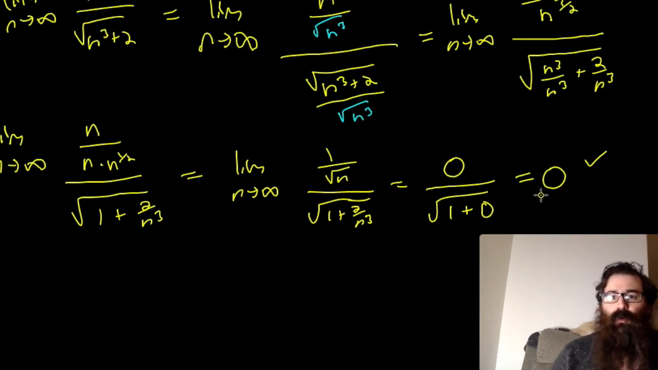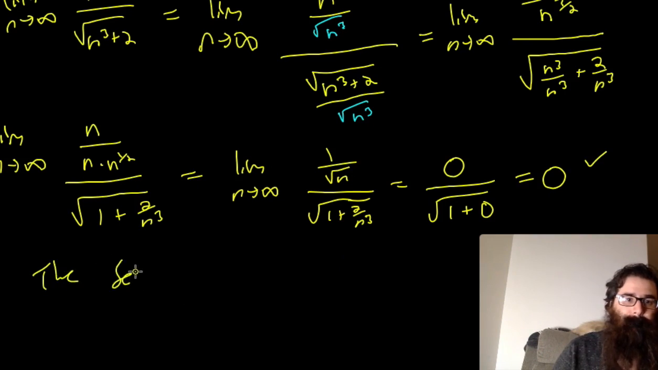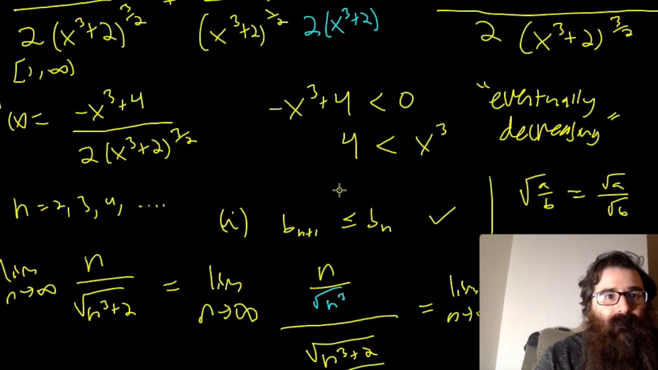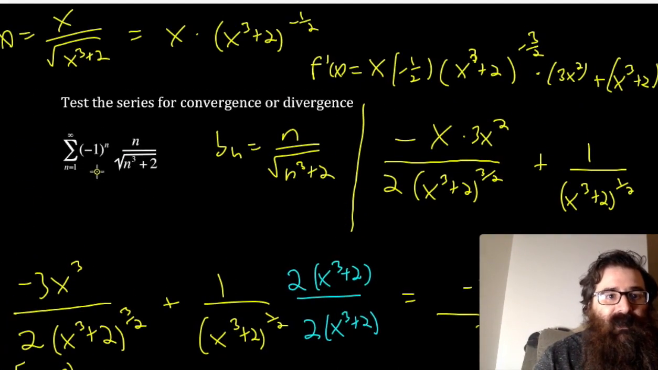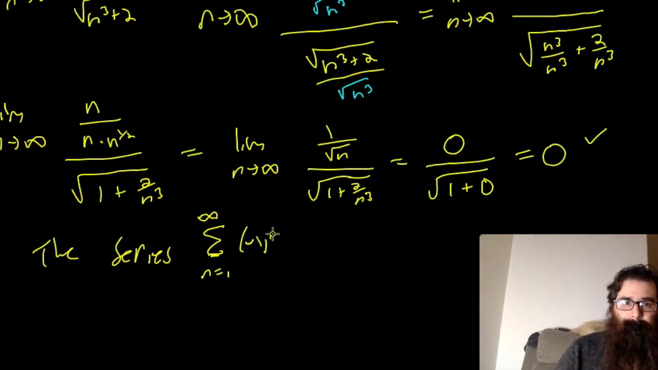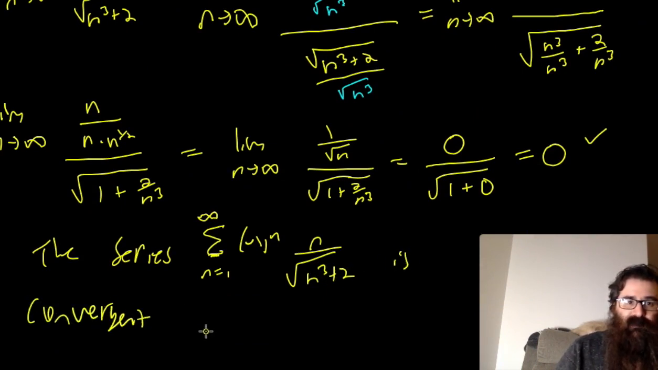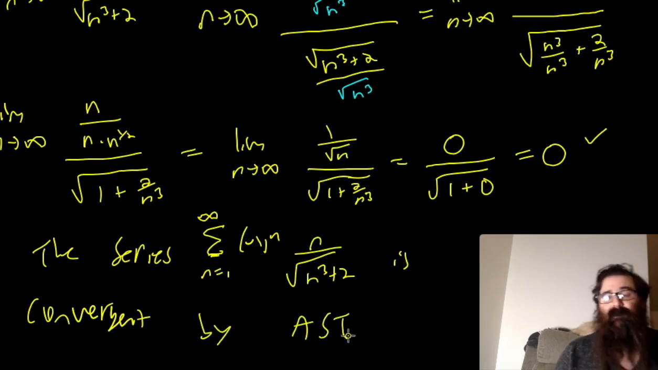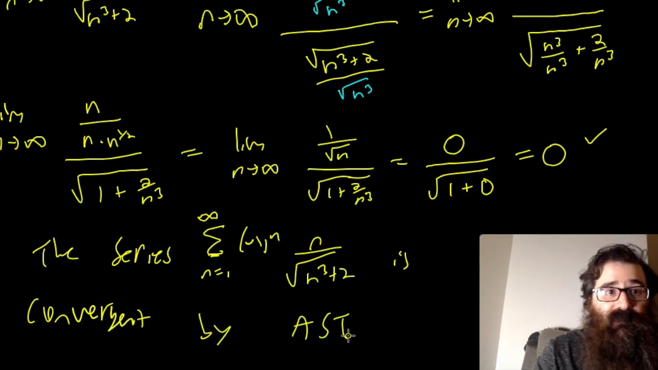So this one was a bit more involved, a bit more work, but here we have the series, and here we have the sum from n equals 1 to infinity of negative 1 to the n, n over square root of n cubed plus 2 is convergent by the alternating series test. So we do get that convergence.